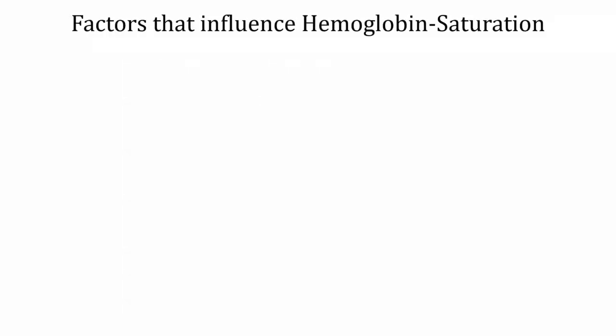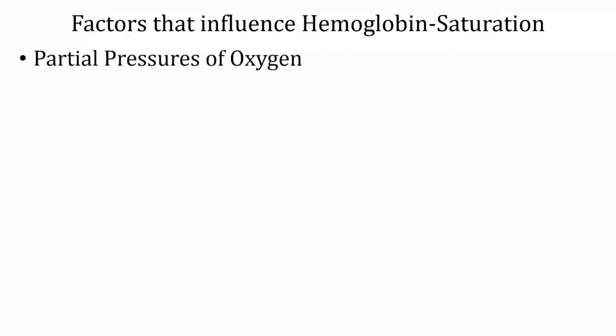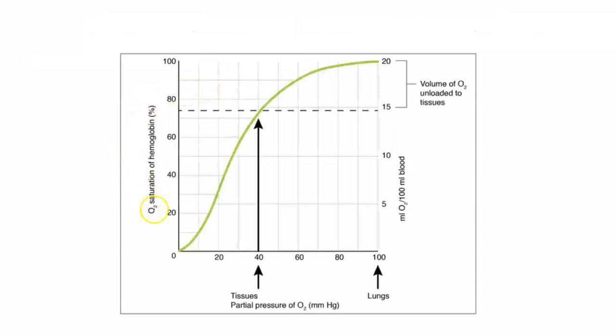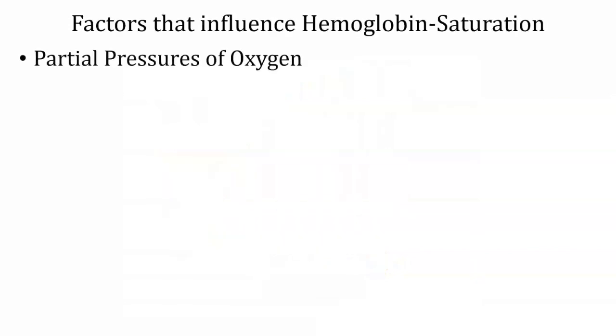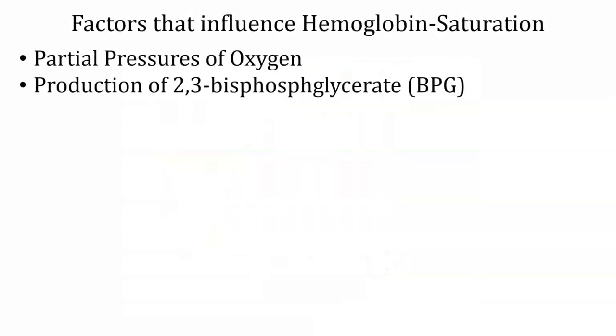Now, there are some things that can change that curve. One of them is the partial pressures. We saw that hemoglobin saturation is going to be affected predominantly by the partial pressures of the tissue that are surrounding the blood. But that's not the only thing. There's actually a molecule called bisphosphoglycerate, or BPG, and this is a byproduct of glycolysis.